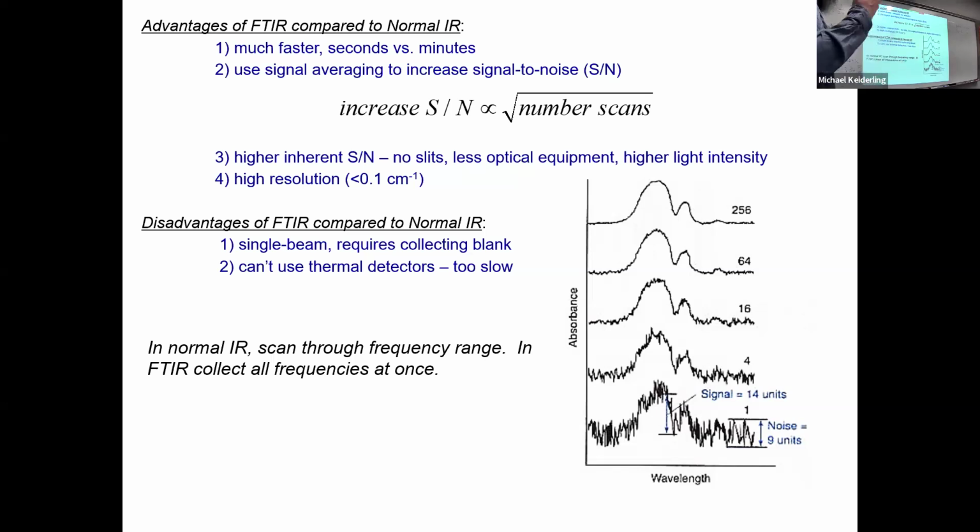The disadvantages: it's single beam, which requires collecting a blank. So you have to take a background and then take the sample. You can't use thermal detectors, they're just too slow, so you have to use very fast detectors. In normal IR, you scan through the frequency range. In FTIR, you collect all frequencies at once, basically.